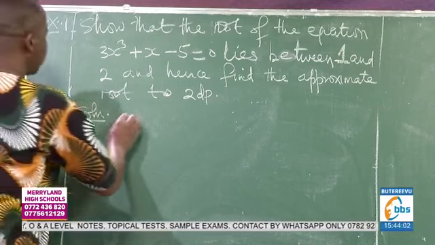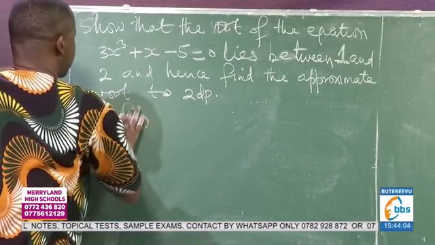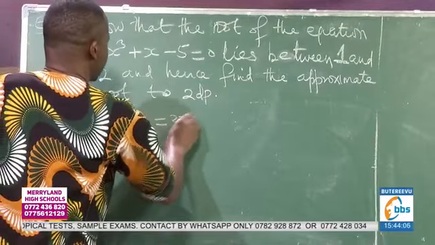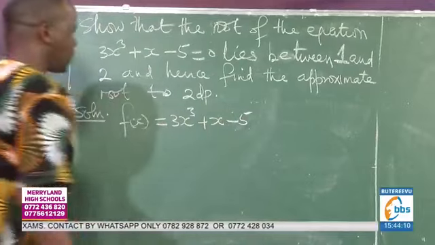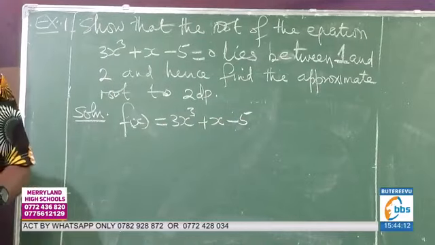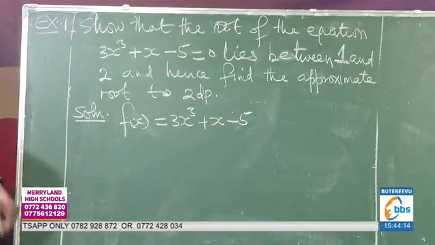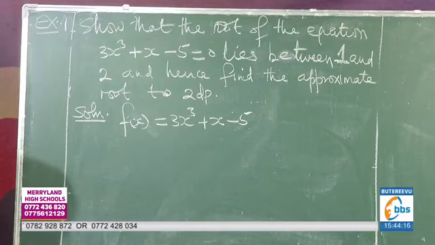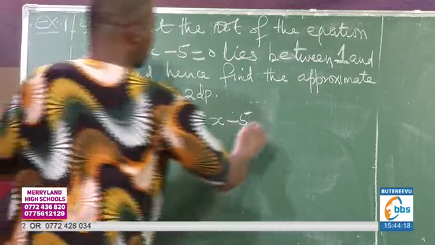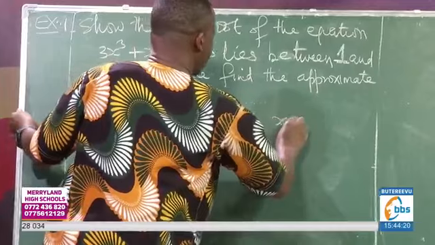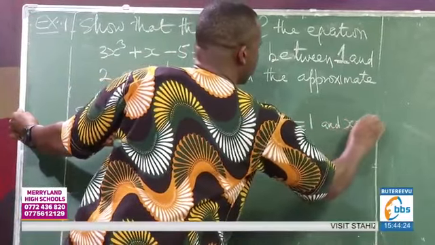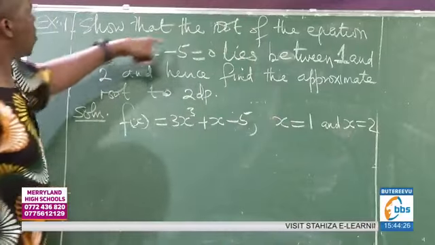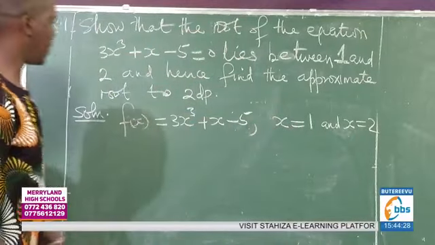The function is given as 3x cubed plus x minus 5. I need to reconfirm that that is exactly the expression. They are saying the root lies between 1 and 2, and they want us to show that the root lies here.